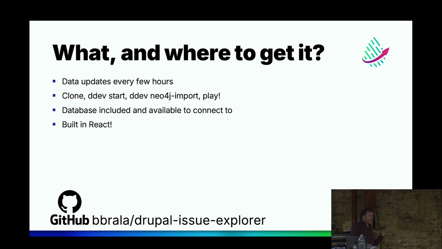So the data is updated every few hours. As I shared earlier, you can just clone the GitHub repository, run ddef start, run ddef neo4j import, and play around with it. It's no problem. The synchronization and the API calls are in a different repository because I'd rather not have people hammering the API. Drum would slap me in the face. The database is available, and you can just connect it with desktop applications, and it's built in React because I never did it, so I was like, yay, let's do React. That's how things work, yeah. I'm an explorer.